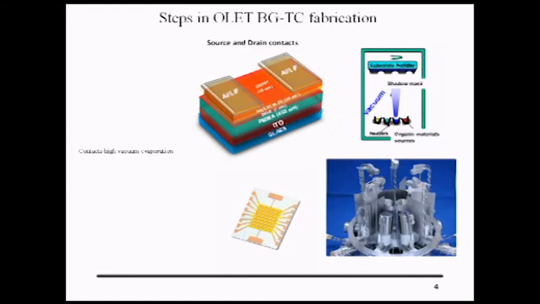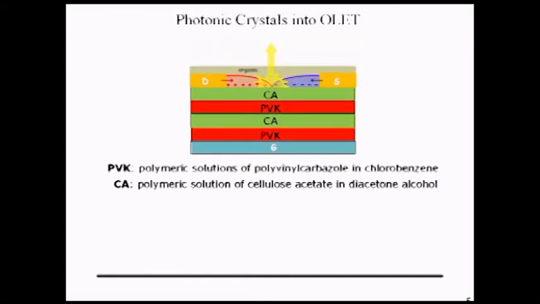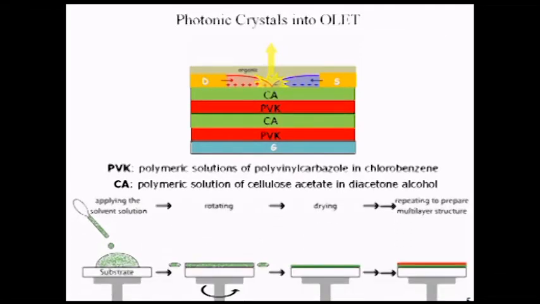So now I'm able to grow an organic light-emitting transistor, and we can start to play with different photonic nanostructures in order to obtain electroluminescence spectral and direction modulation. Our idea is to replace the PMMA dielectric layer with a 1-dimensional photonic crystal made with PVK and CA. And the fabrication process is really easy.